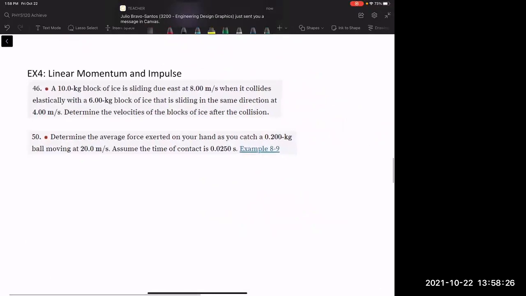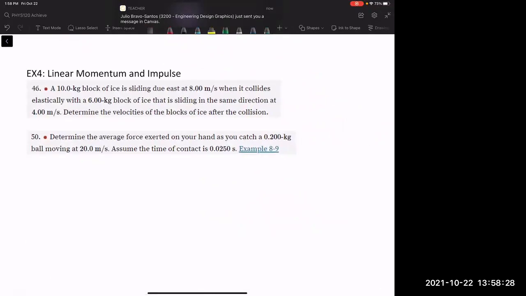Okay, the last thing I want to talk about is the linear momentum and the impulse. The first question here is that you have a 10 kilogram block on ice. Because it is ice, we're going to assume there's no friction. It is moving to the east, and they give you 8 meters per second. So just simply draw that. This is the 10 kilogram block moving to the east, and the speed is 8 meters per second. Okay, that's the first one.